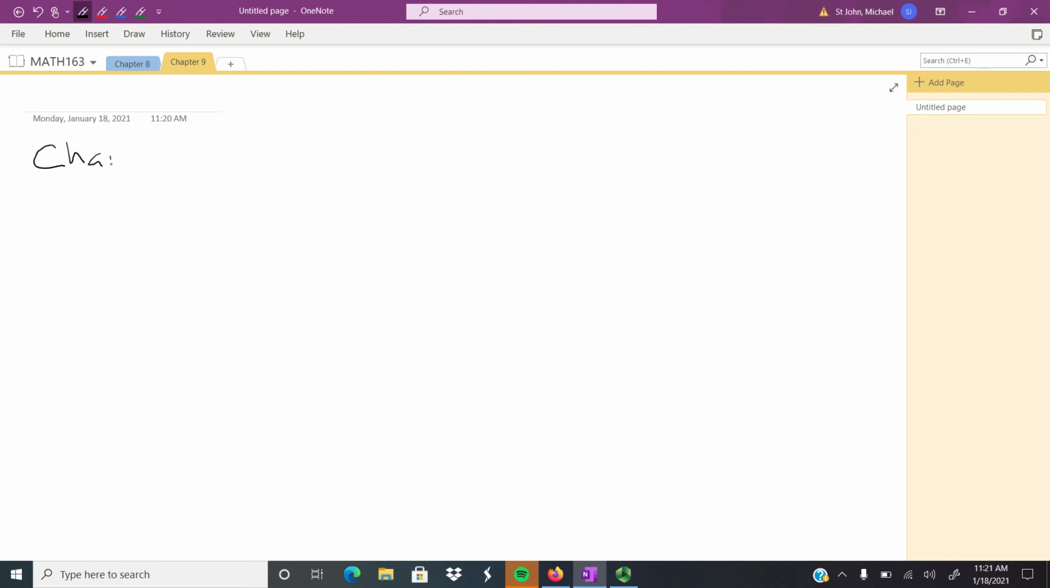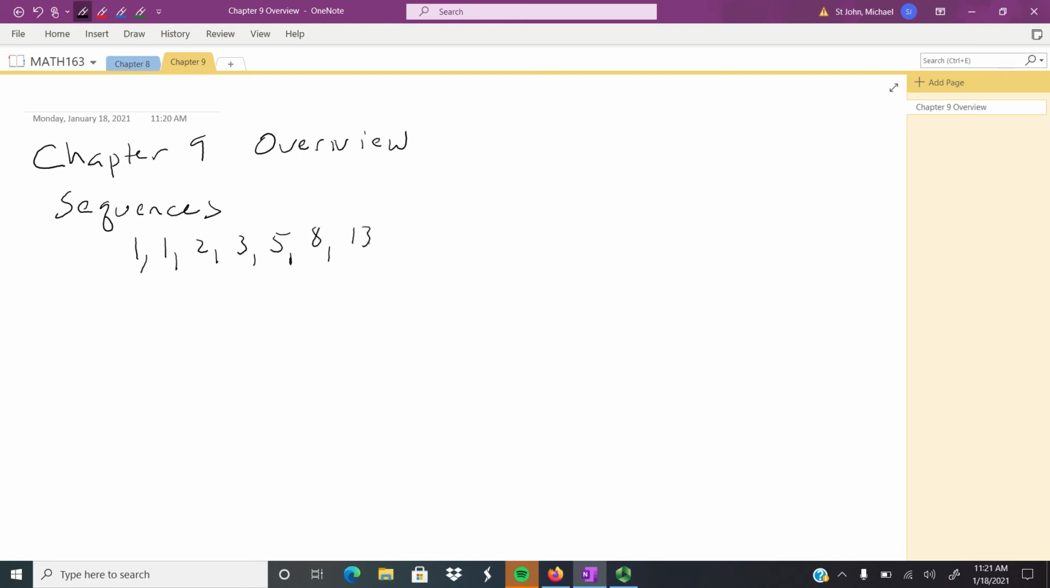On to Chapter 9. So Chapter 9 deals with, first off, sequences. So a sequence. So you'd have this one be an example of a sequence. In this case, this one is the Fibonacci sequence.